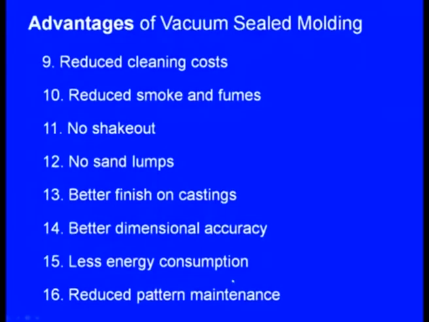Next one, reduced pattern maintenance. In the case of green sand moulding, the pattern is kept inside the moulding box and sand is compacted. Because of that, the pattern undergoes wear, or sometimes it is damaged and has to be repaired or replaced. In the case of vacuum sealed moulding, the pattern's life will be much longer, because we are not compacting the sand and not applying any mechanical force. That is how the life of the pattern will be longer compared to green sand moulding.